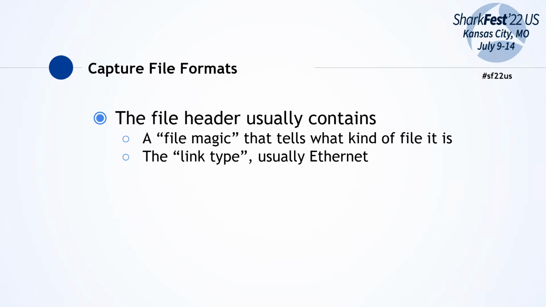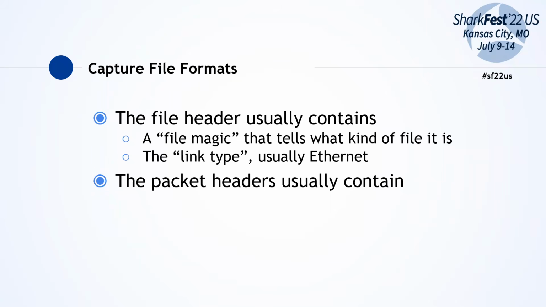Nowadays, it is usually Ethernet. But back then we had things like token ring and some other physical media, and you need to know which kind of format it was on the wire. So usually the link type has to be written down. And sometimes if you're capturing other things like USB commands or something like this, there will be a different link type in there. It won't be Ethernet, of course.